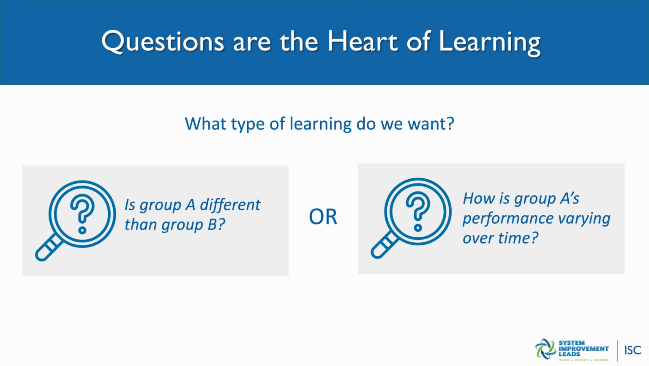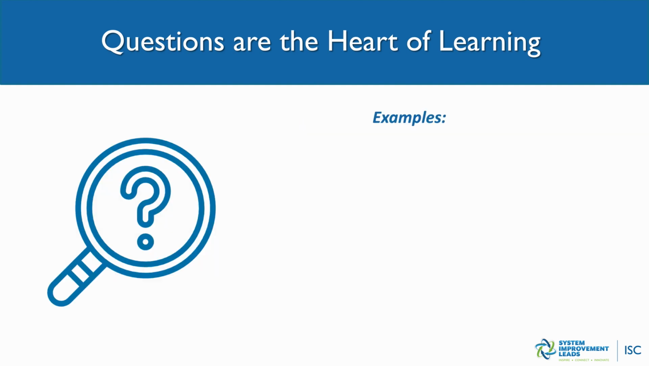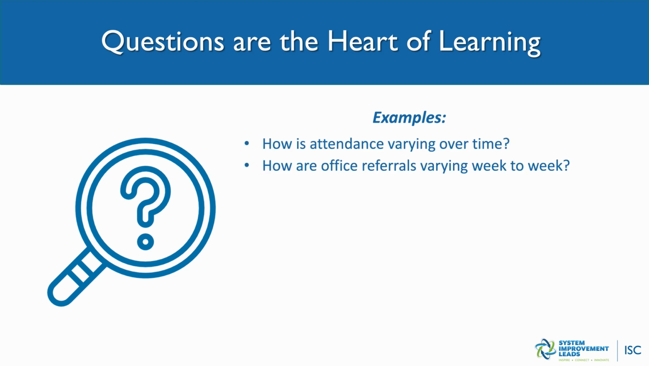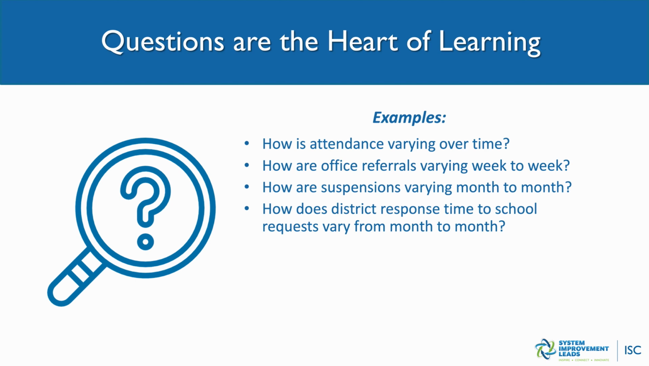Sometimes we want to learn from comparisons, but often it is more helpful to learn from variation in performance over time. Here are just a few examples of scenarios where asking the second question is so valuable in education. Examples include, how is attendance varying over time? How are office referrals varying week to week? How are suspensions varying month to month? How does district's response time to school requests vary from month to month? How are ELA scores varying from year to year in the district?